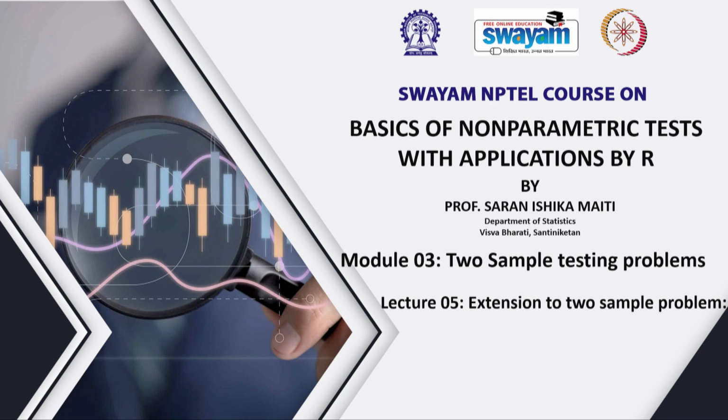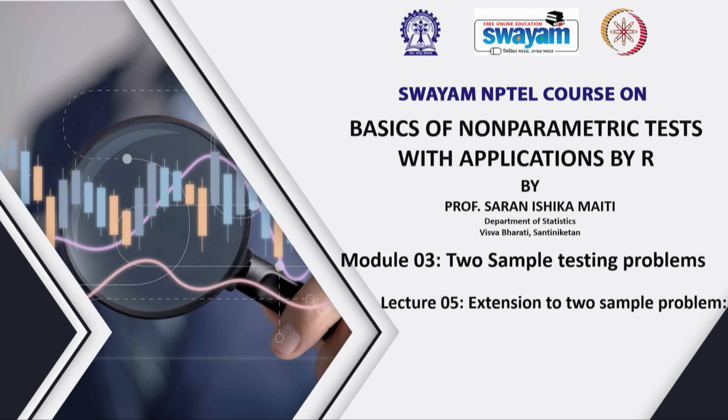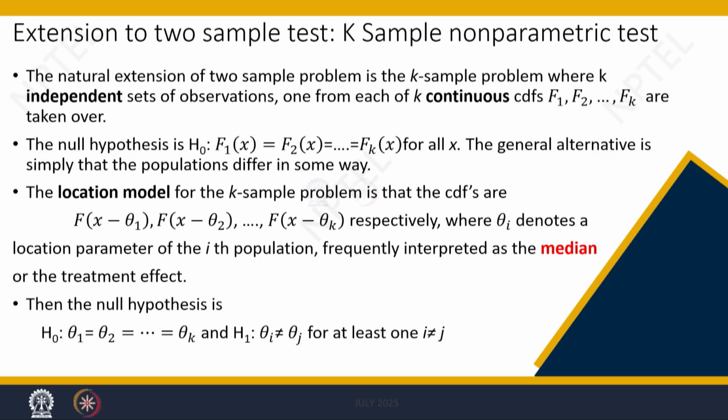But what happens if you come across more than two populations, say k populations? How do you make a test to check whether these k populations are identical non-parametrically? Clear? So, this lecture will give you the extension of two sample problems. Extension to two sample test: k sample non-parametric test.